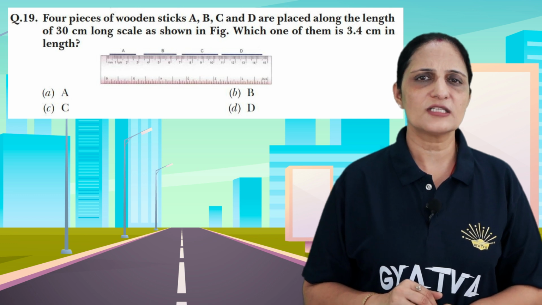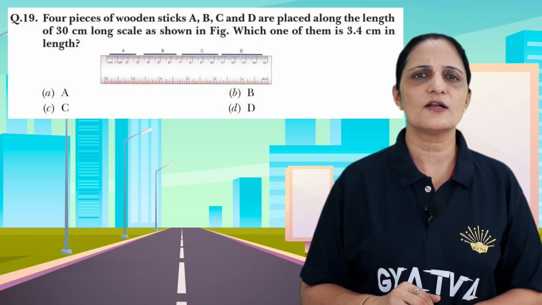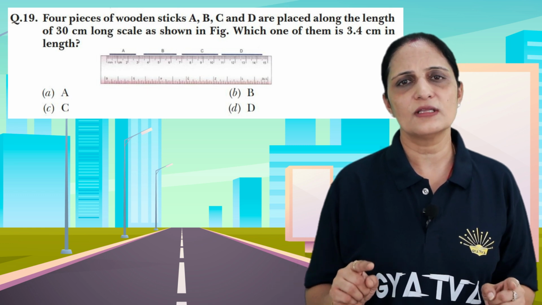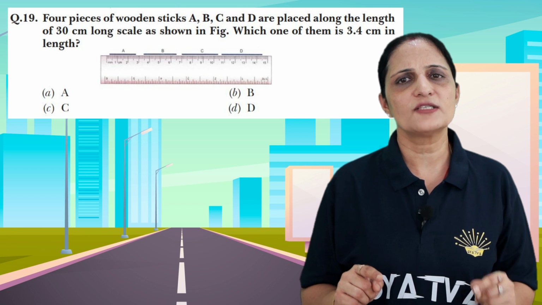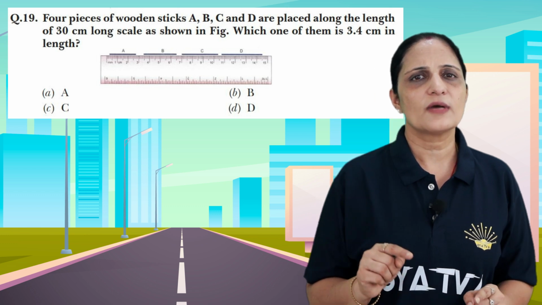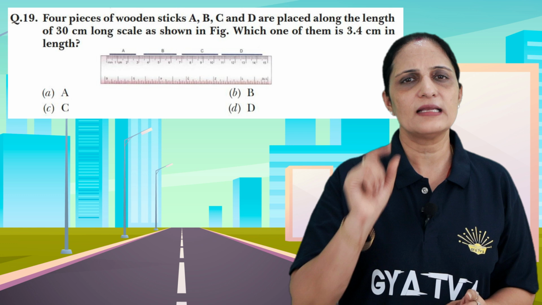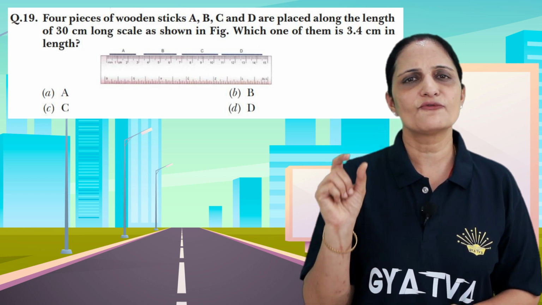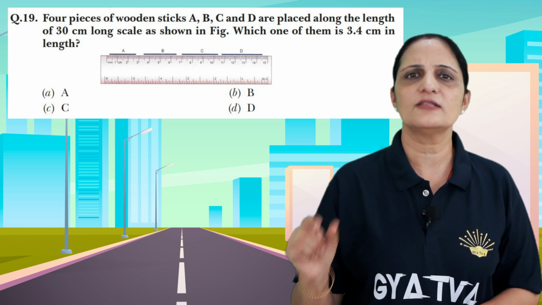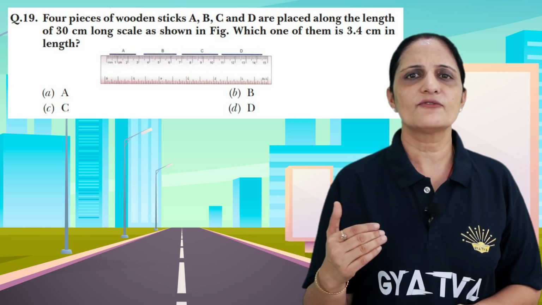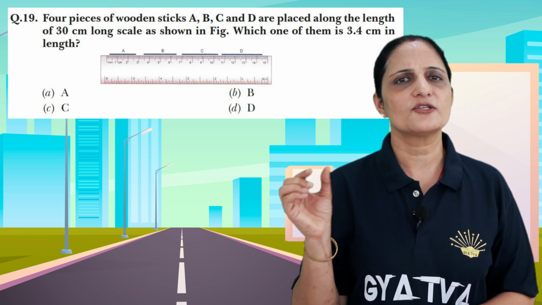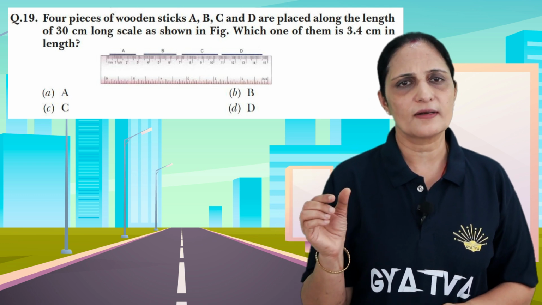4 pieces of wooden sticks A, B, C and D are placed along the length of a 30 cm long scale as shown in the figure. Which one of them is 3.4 cm long? So as you can see, you have a scale and on it are marked A, B, C and D. These are 4 wooden sticks placed along the length of 30 cm, and you have to find which of them gives you the correct measurement of 3.4 cm.